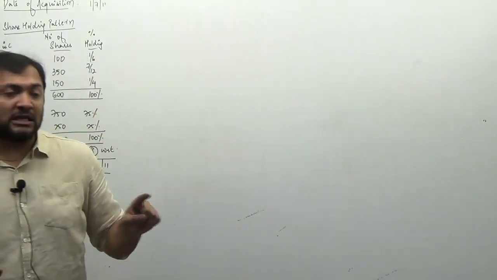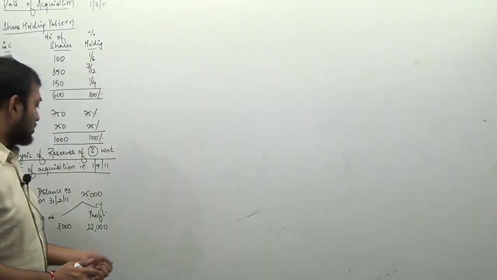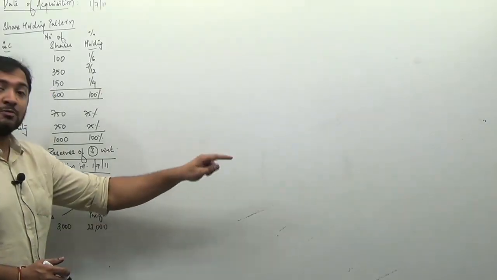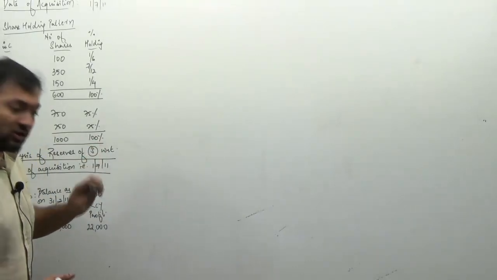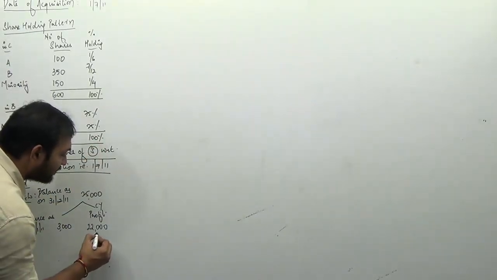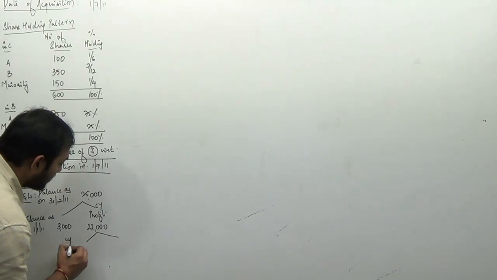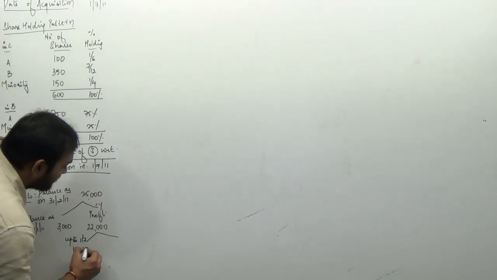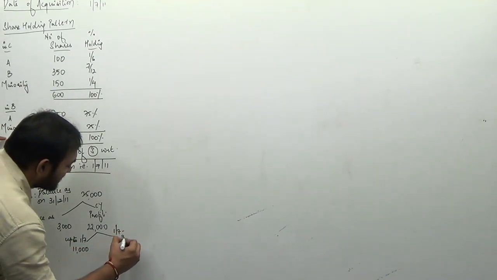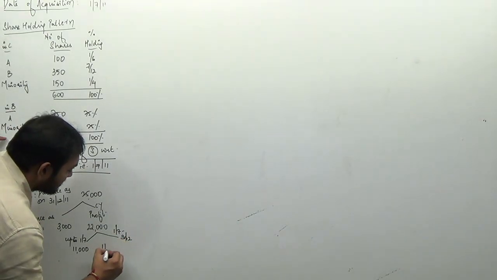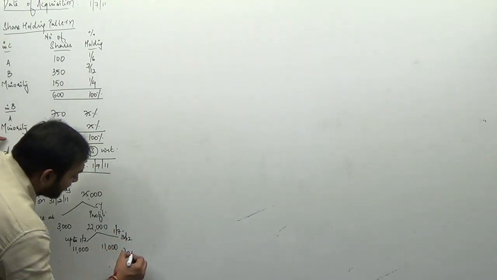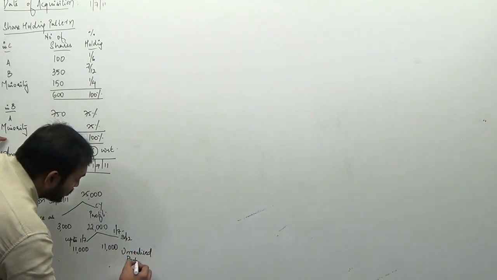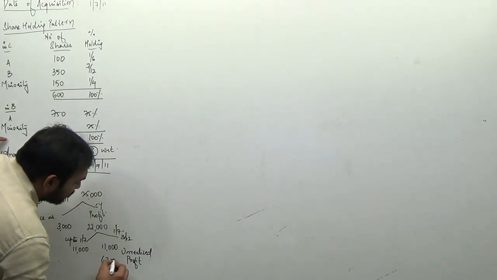Now there is one adjustment for C Limited, that is unrealized profit. Should I deduct it from 22,000? We have to deduct unrealized profits only from post acquisition reserve. So what do we do first? First split. Up to 1st July, 11,000. 1st July to 31st December, this is 11,000. From here, unrealized profit you deduct. 2,000 rupees unrealized profit when he sold that equipment to B.